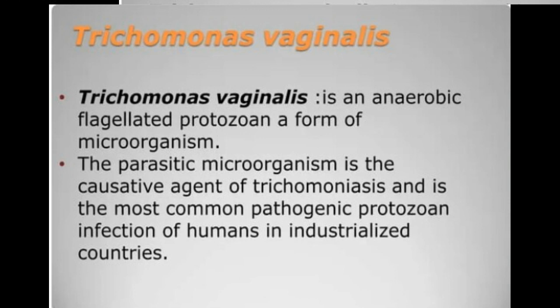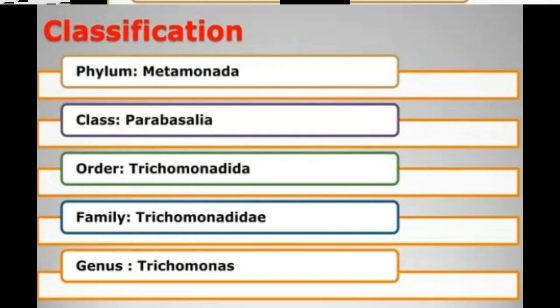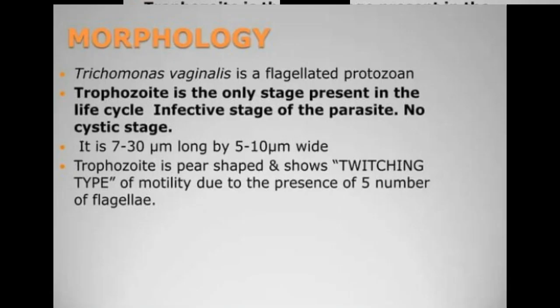Trichomonas vaginalis is an anaerobic flagellated protozoan, a form of microorganism. The parasitic microorganism is the causative agent of trichomoniasis and is the most common pathogenic protozoan infection of humans in industrialized countries. Trichomonas vaginalis is a facultative anaerobic parasite. It produces energy by fermentation in a structure called the hydrogenosome, a modified mitochondria in which the enzymes of oxidative phosphorylation are replaced by enzymes of anaerobic fermentation. Classification: Phylum Metamonada, class Parabasalia, order Trichomonadida, family Trichomonadidae, genus Trichomonas.